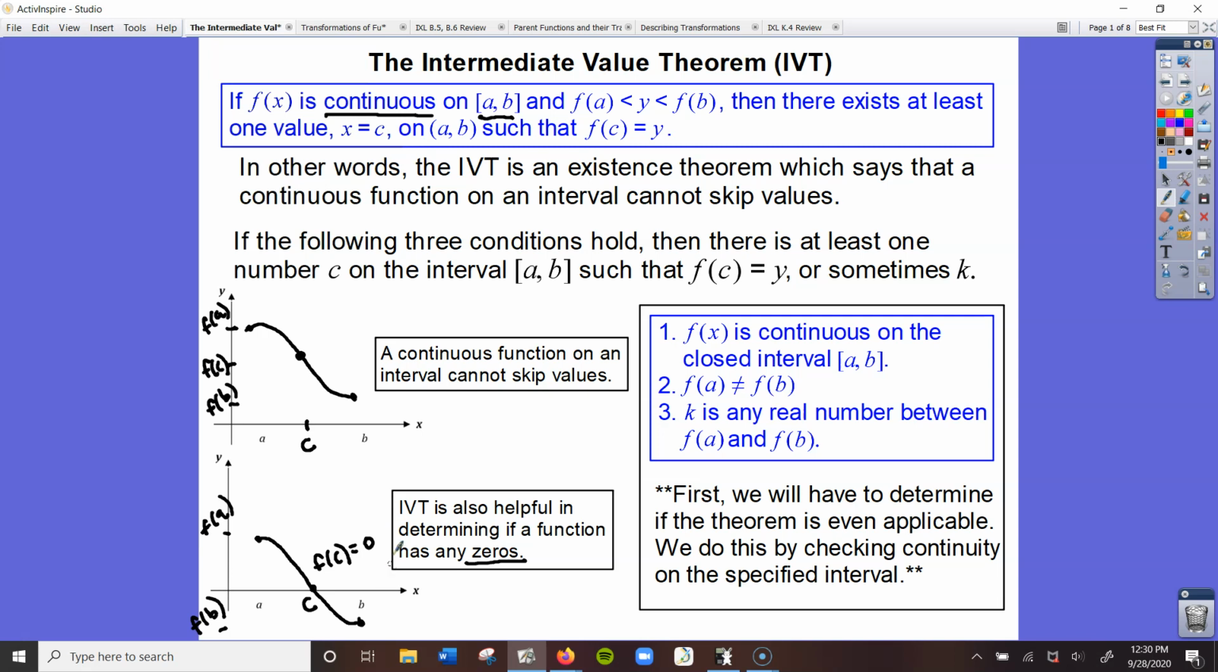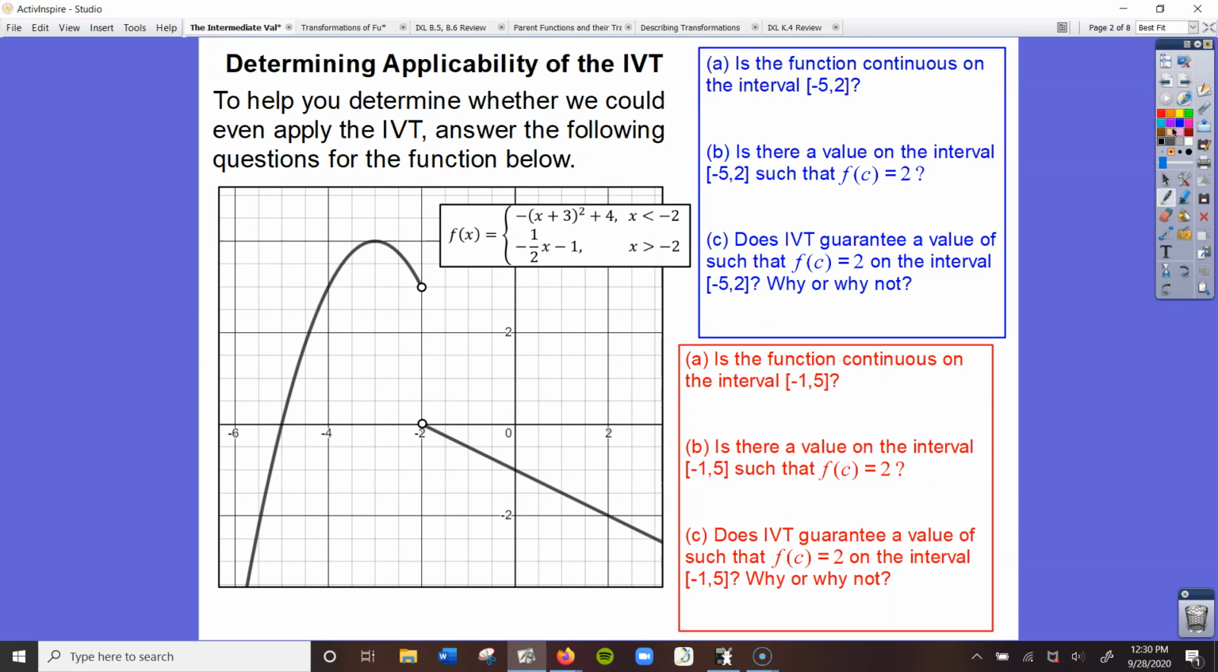So I kind of put here in blue what would break down our intermediate value theorem. F of x has to be continuous on the closed interval. Like I said, that's always going to be the first thing that we determine. F of a cannot equal f of b. They do have to be different values. And then k, which is another way of calling f of c, is any real number between f of a and f of b. So the first thing that we're going to do in this lesson is determine if we can even apply the IVT.